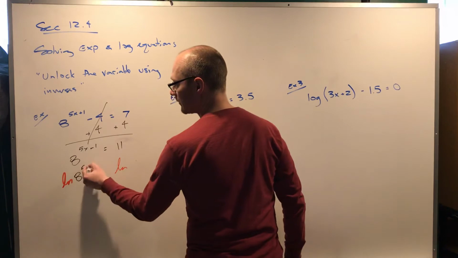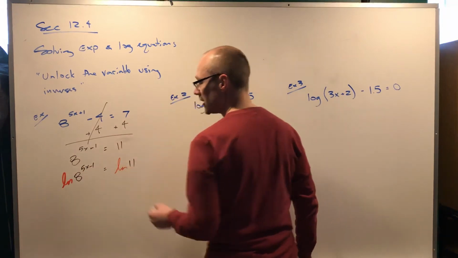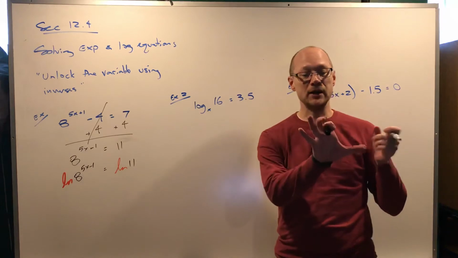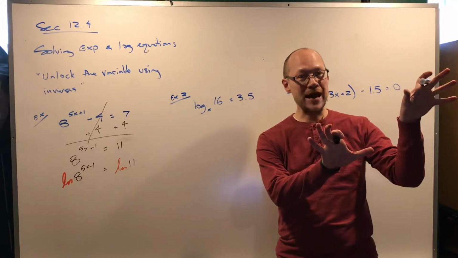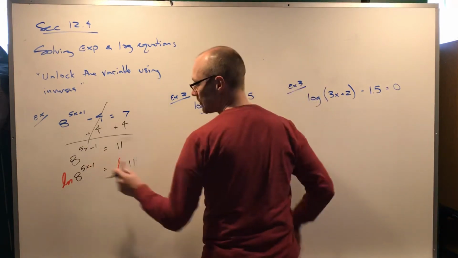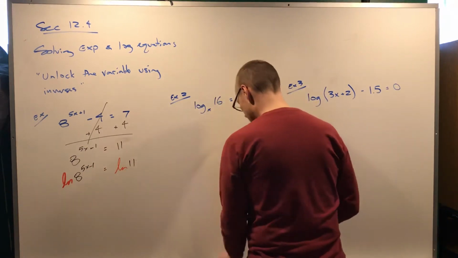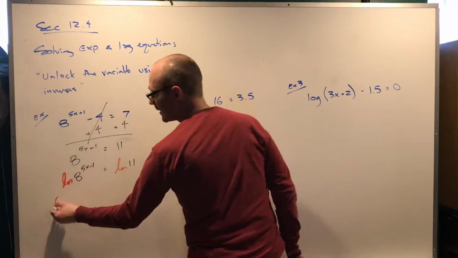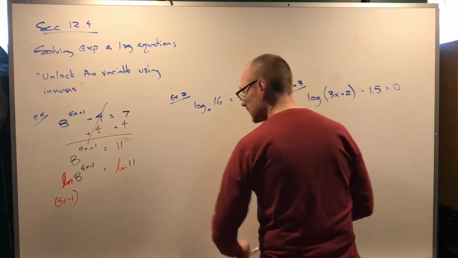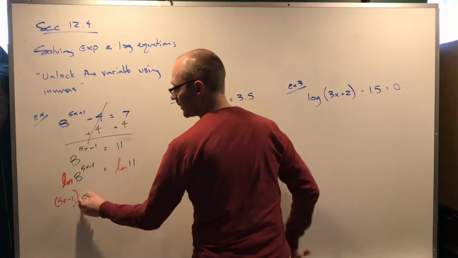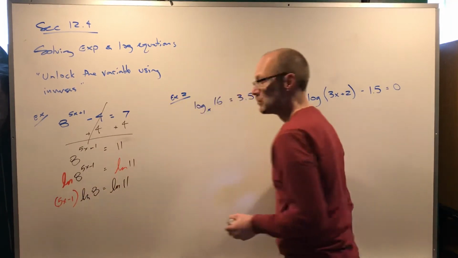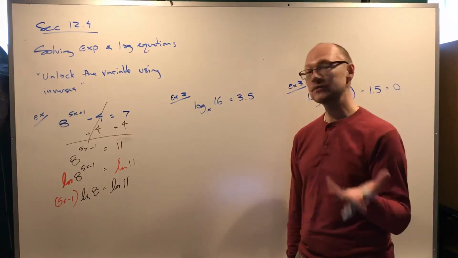8 to the 5x minus 1 equals 11. And now I can use that one property that says something raised to an exponent, I can bring that exponent down front. So I'm going to take this 5x minus 1 and write it down front, leaving the natural log 8 equals natural log 11. And now I just have to solve for x.